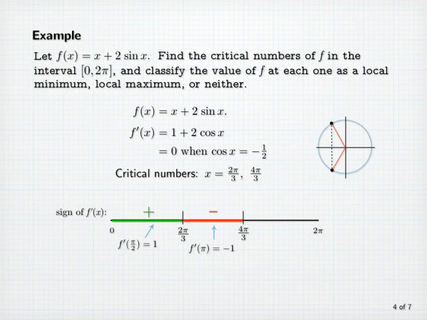So we can already see that f of x is increasing on the left of 2/3 pi and decreasing on the right of 2/3 pi, and so its value there is a local maximum.